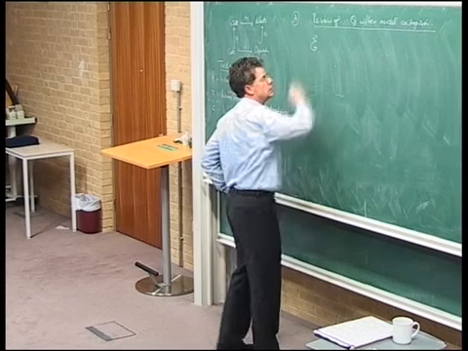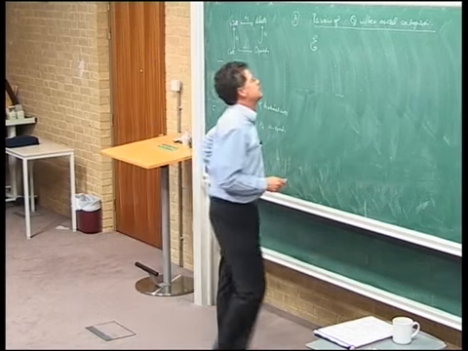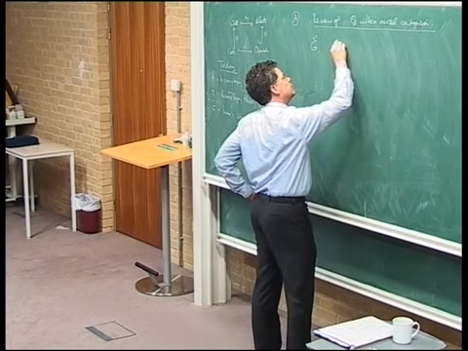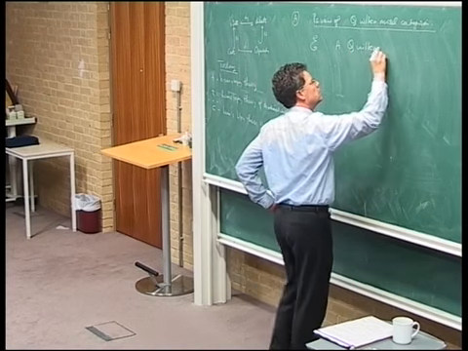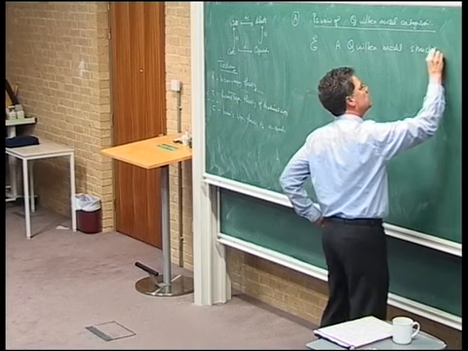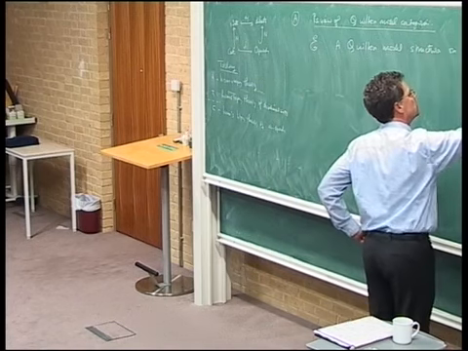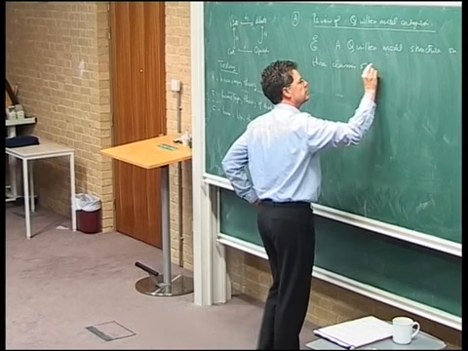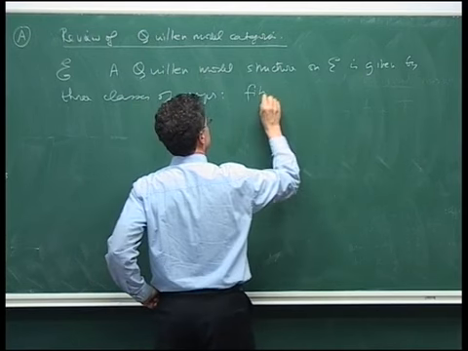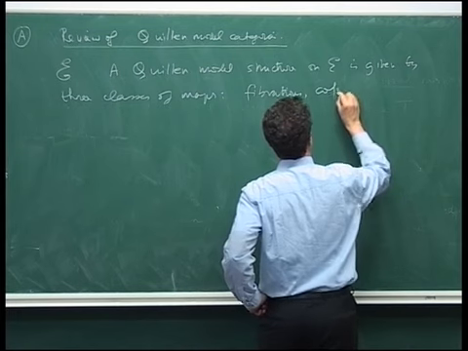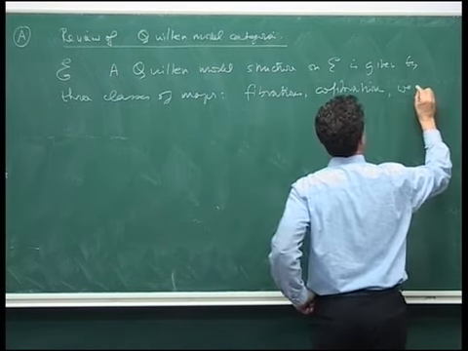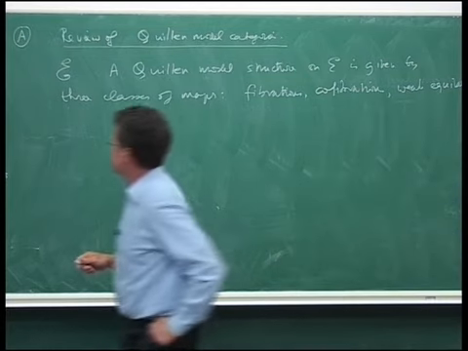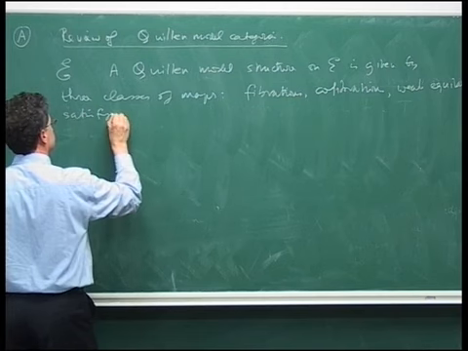So we start with the category E, the category of espace, and so a Quillen model structure on E is given by three classes of maps: the fibrations, cofibrations, and the weak equivalences, and they should satisfy some axioms. Five axioms.